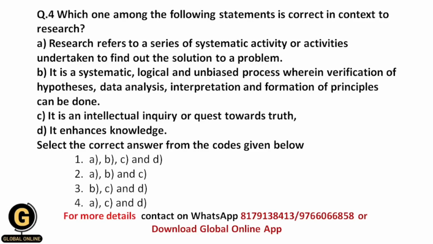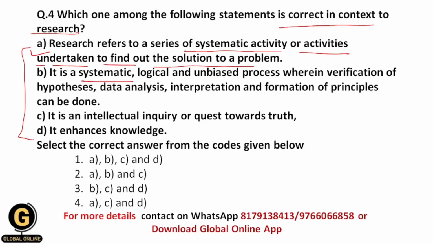Okay. Which one among the following statements is correct in context to research? So we have been given these statements and it has been asked what is correct about research from these statements. Okay, so let us see the statements. First is research refers to a series of systematic activities undertaken to find out the solution to a problem. Yes, we have seen that research is a systematic way to find out the solution to a problem. So that means it is the correct statement.